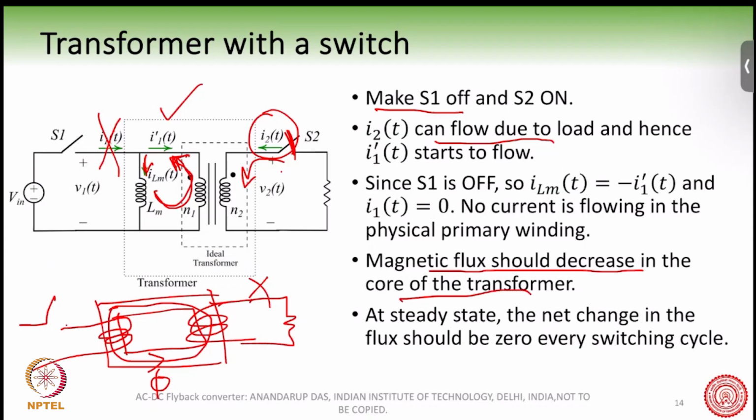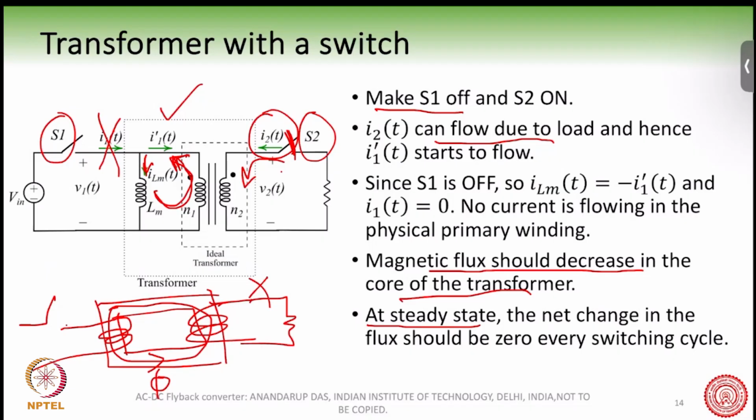And one important point here is that S1 and S2 must be operated in such a way at steady state. Here is the important point. At steady state, the net change in the flux should be zero every switching cycle. What does this mean? It means the starting magnitude of flux and the ending magnitude of flux, after you have turned on both the switches, S1 on and S2 on, must be the same.